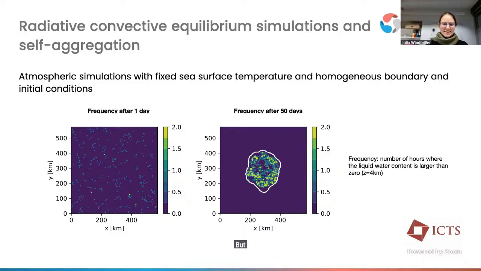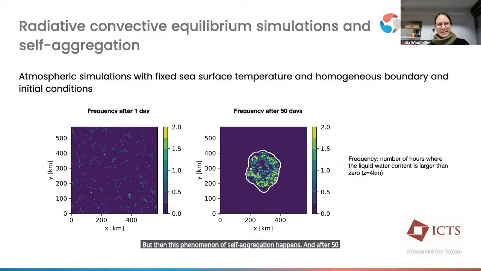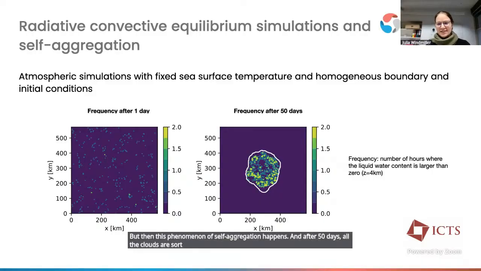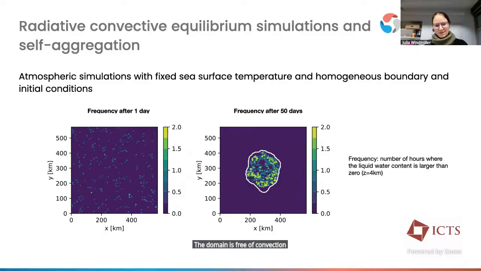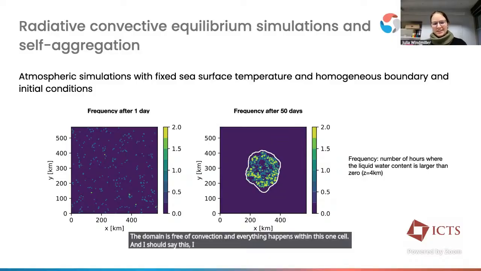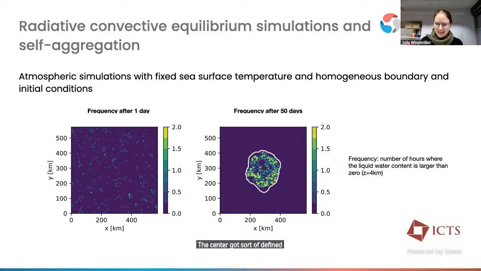But then this phenomenon of self-aggregation happens, and after 50 days, all the clouds are clumped together in this single cluster, as you can see on the right-hand side. Suddenly a lot of the domain is free of convection, and everything happens within this one cell. And I should say, because the simulation has periodic boundary conditions, I just pulled the cluster to be in the center. So the center isn't a special place at all. It's just defined by the fact that the cluster was there.